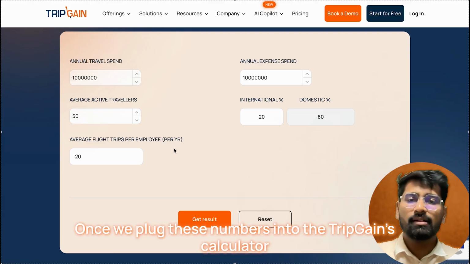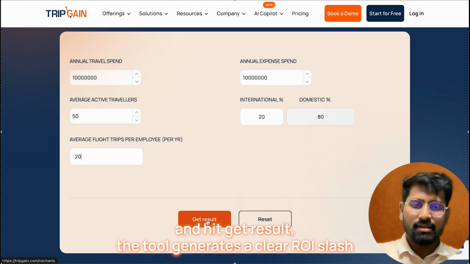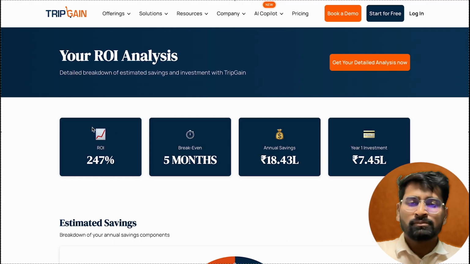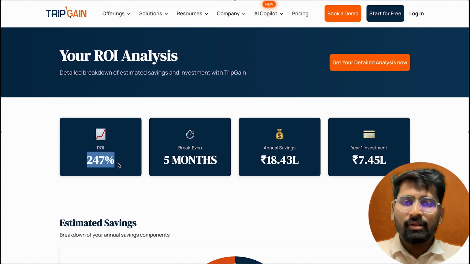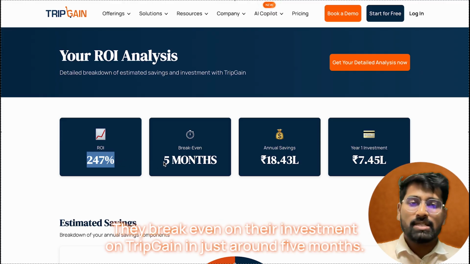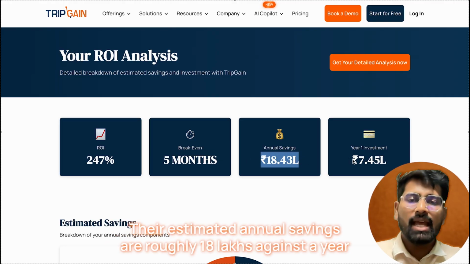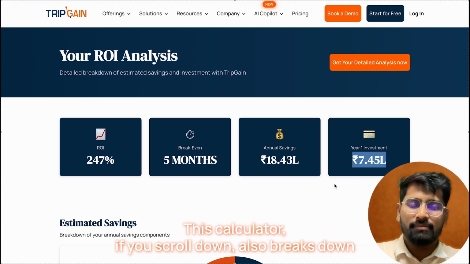Once we plug these numbers into the TripGain calculator and hit get result, the tool generates a clear ROI slash savings snapshot. For this client especially, the ROI comes out to be 247%. They break even on their investment in TripGain in just around 5 months. Their estimated annual savings are roughly 18 lakhs against a year one investment of about 7 lakhs in TripGain.